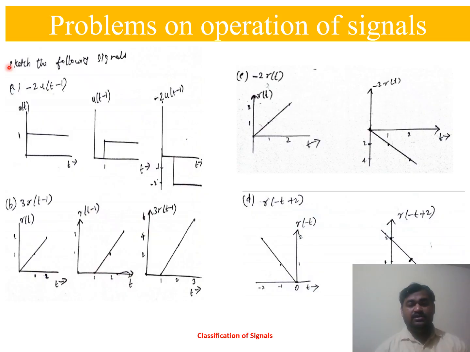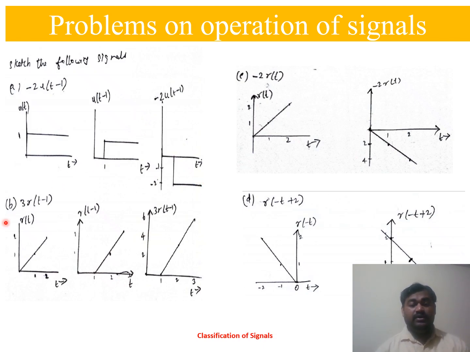Another one, sketch the following signal. First, minus 2 u of t minus 1. For that, first we have to know what u of t is, delay the signal by 1 unit, and multiply with minus 2 for amplitude scaling. Okay, first draw the u of t, then next one u of t minus 1, that is a time shifting. Delay the signal by 1 unit. After that, amplitude scaling, multiply the signal with minus 2. 1 into minus 2, minus 2, it goes on the negative side.